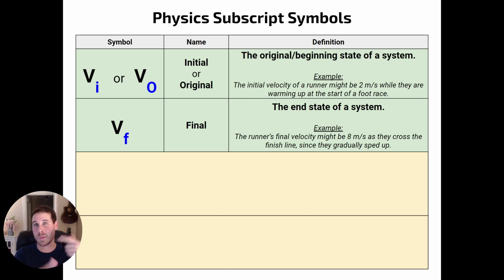But now imagine that they speed up, and by the end of the race, at the final time in this situation, they've sped up to 8 meters per second, which is pretty darn fast. Well, the final velocity and the initial velocity are different from each other.